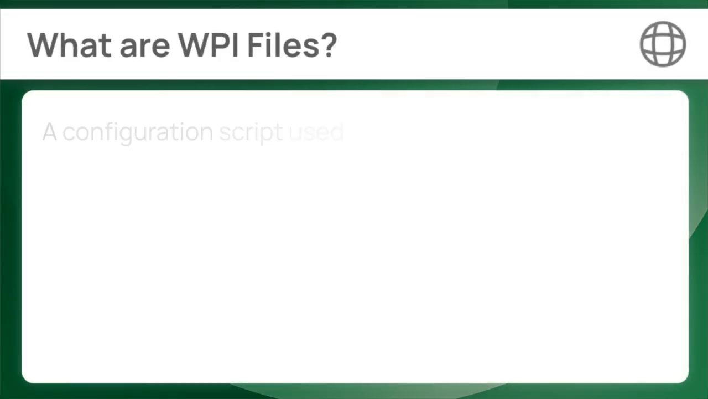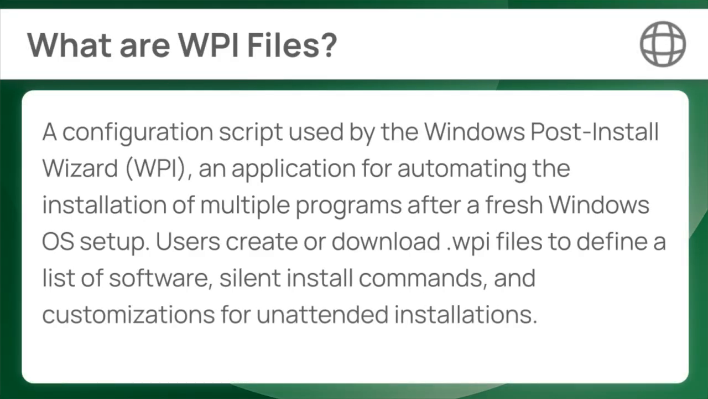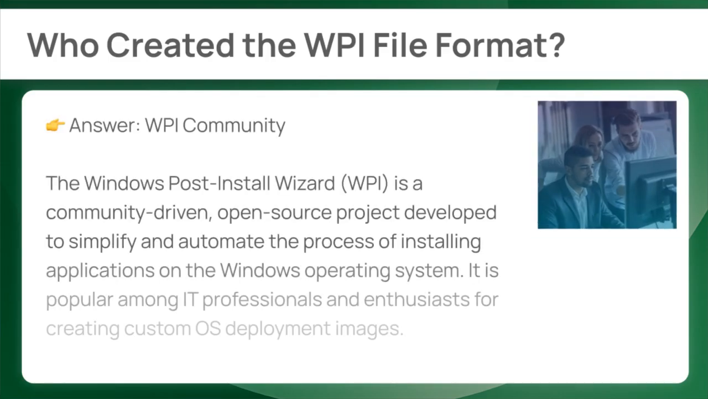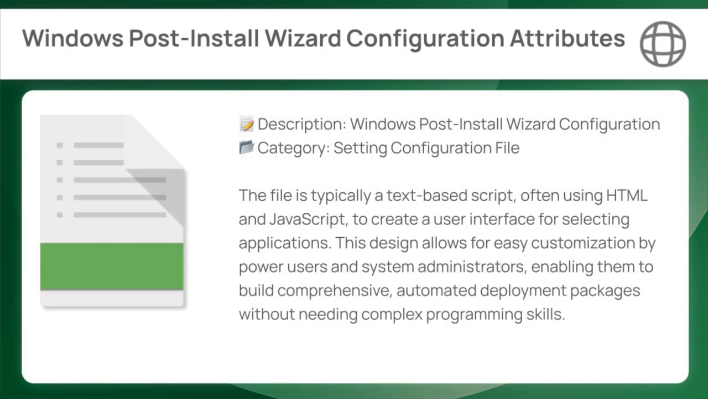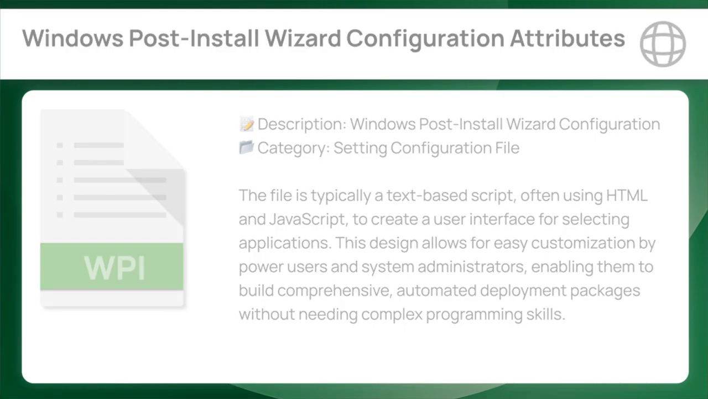A configuration script used by the Windows post-install wizard, WPI. An application for automating the installation of multiple programs after a fresh Windows OS setup. Users create or download WPI files to define a list of software, silent install commands, and customizations for unattended installations. The file is typically a text-based script, often using HTML and JavaScript, to create a user interface for selecting applications. This design allows for easy customization by power users and system administrators, enabling them to build comprehensive automated deployment packages without needing complex programming skills.